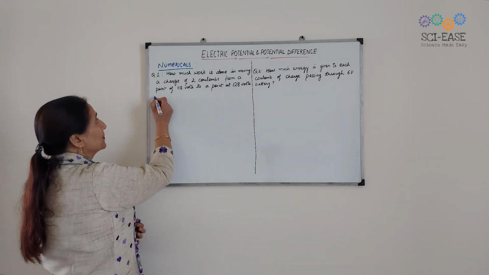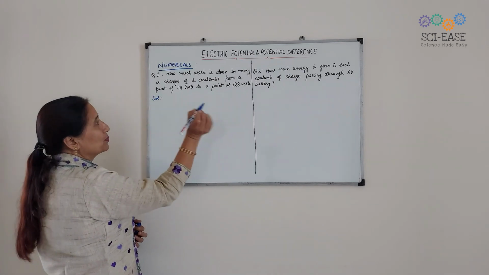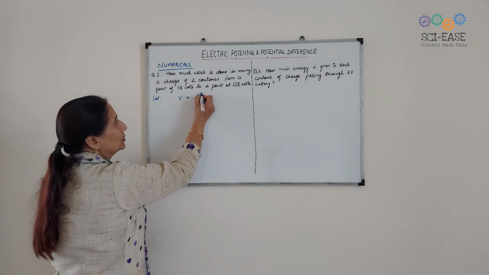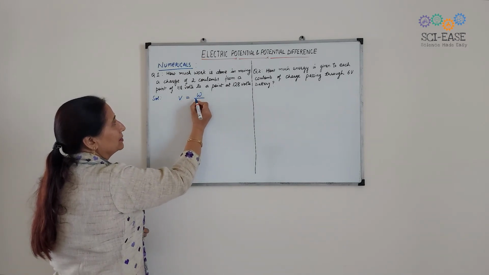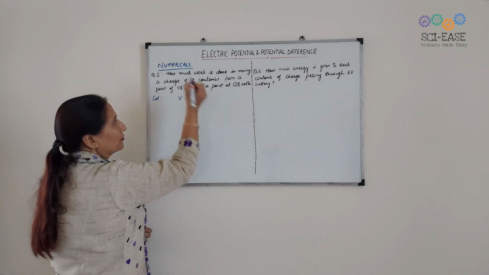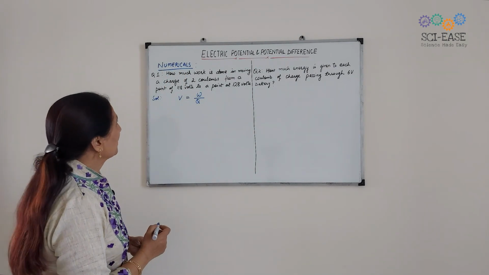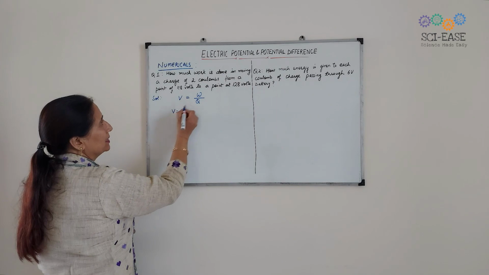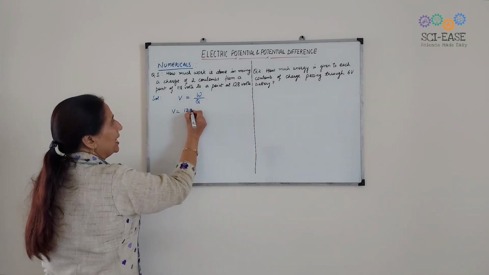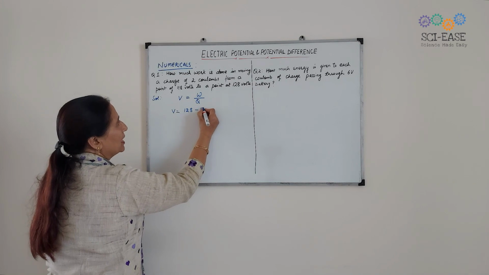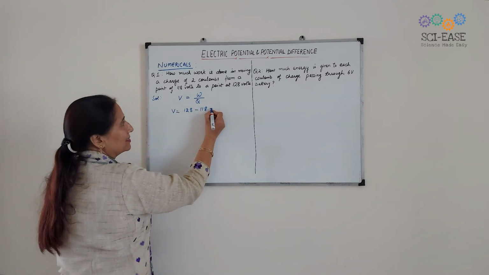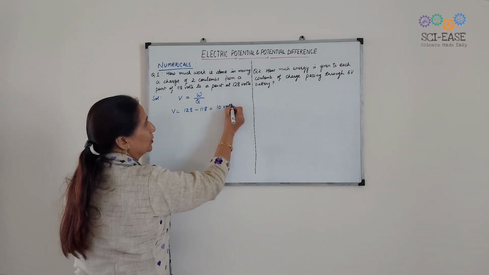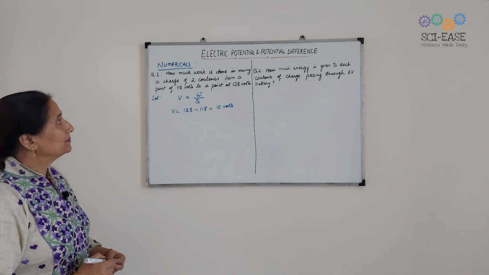So the solution is: the expression here is potential difference equal to work done over quantity of the charge moved. Now what is V here? We are to calculate V. It is 128 minus 118, that is equal to 10. What is the unit of potential difference? I have told you, volts. So this is 10 volts.